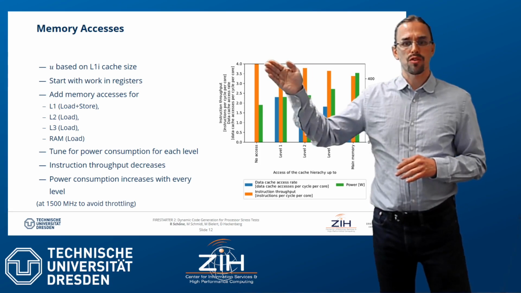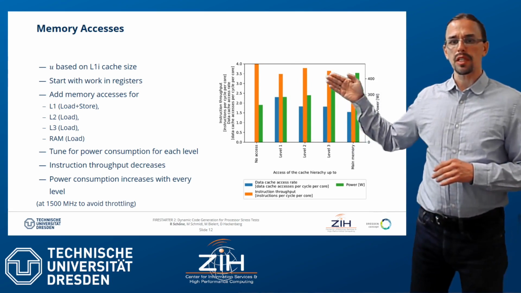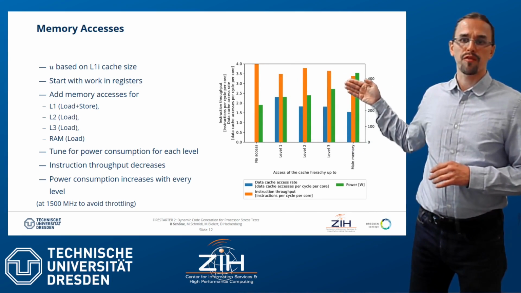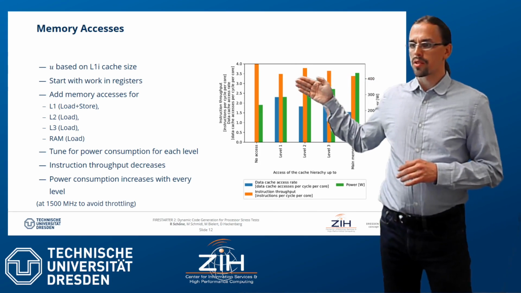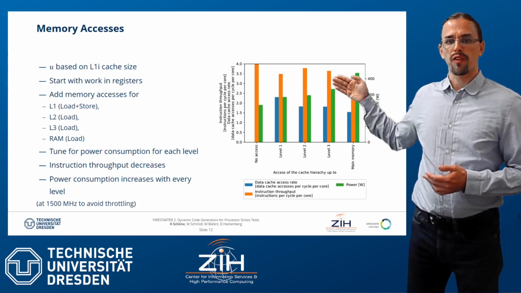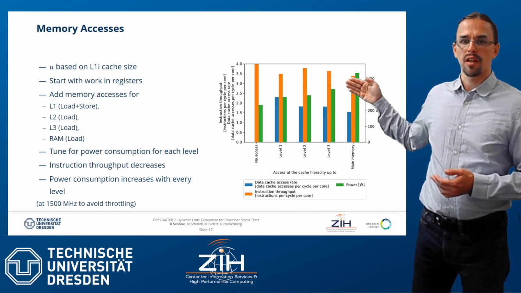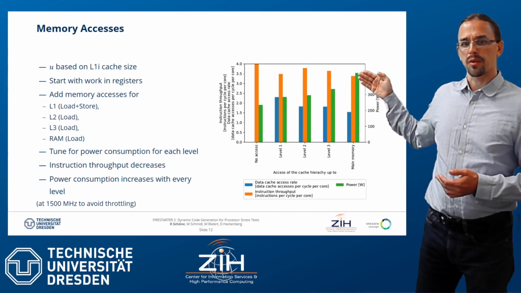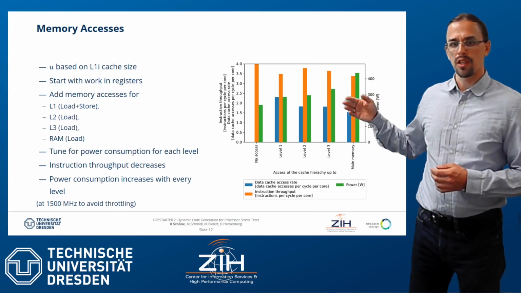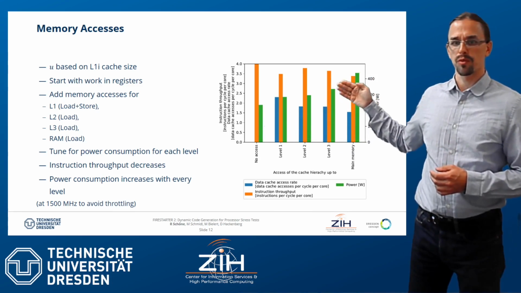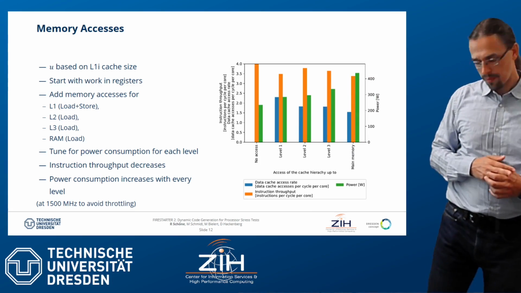The instruction throughput in orange is not 4.0 anymore. It's a little less. It goes more in the direction of 3.5 instructions per cycle, but well, it's high enough that you get a high power consumption. So each level of memory contributes to the high power consumption.